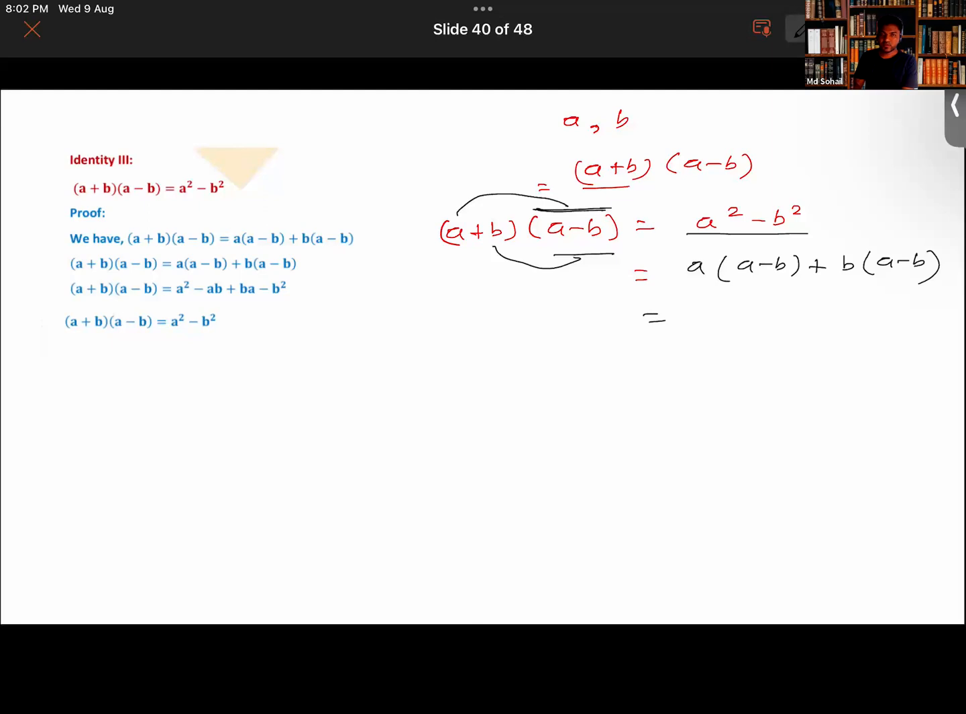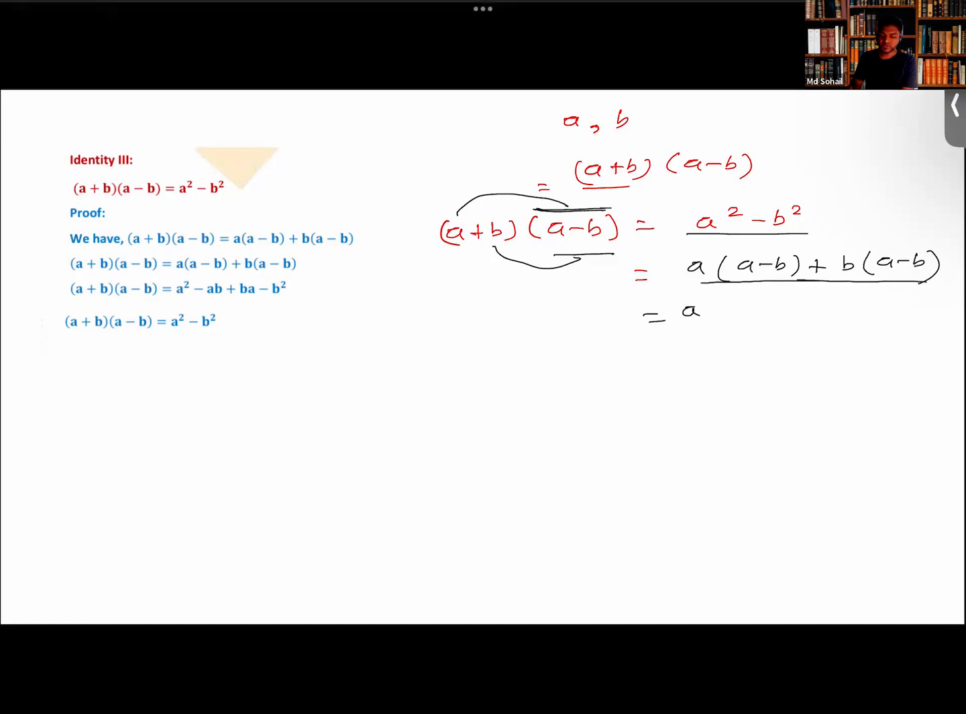Arhan, dictate the steps. What are the values going to be? Sir, bracket a plus b bracket multiplied by bracket a minus b. We have done this step: a into a minus b plus b into a minus b. Now onwards: a square minus ab plus ba minus b square.